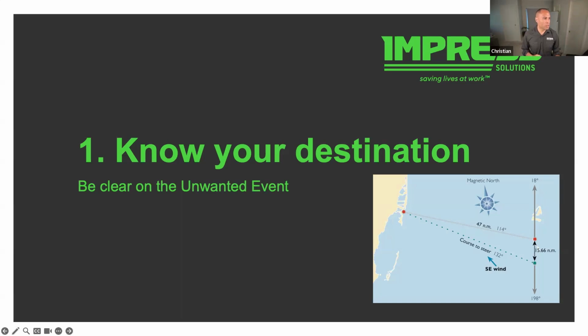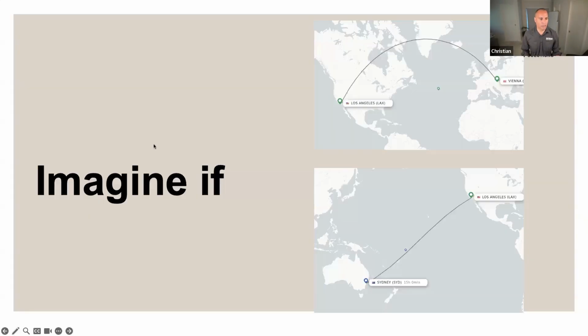So let's now jump into the first idea or the first concept, which is around, where are we heading? What's our destination for the bow tie? And we know if we're not clear, we can end up in a space that is unhelpful. So we want to be clear on the unwanted event.